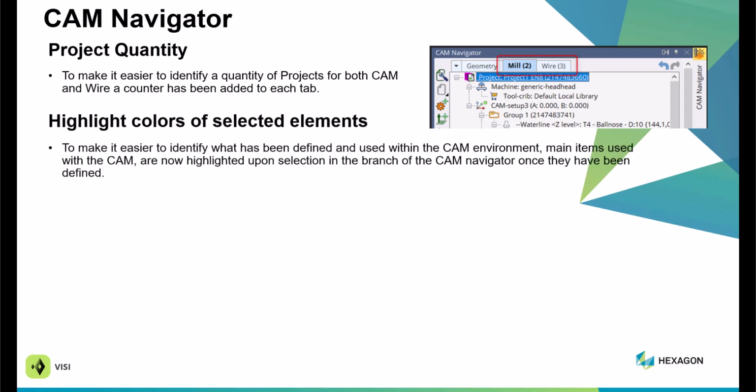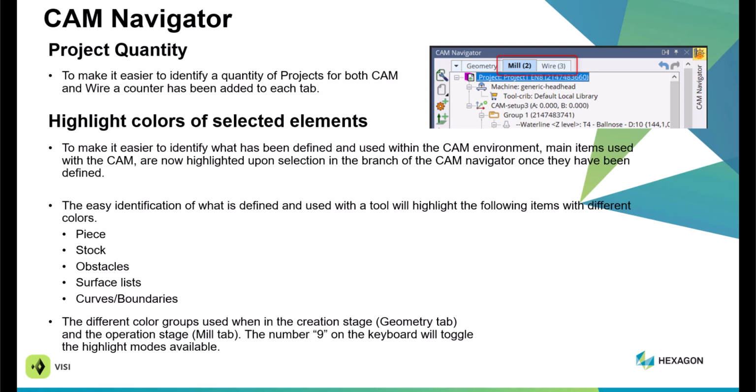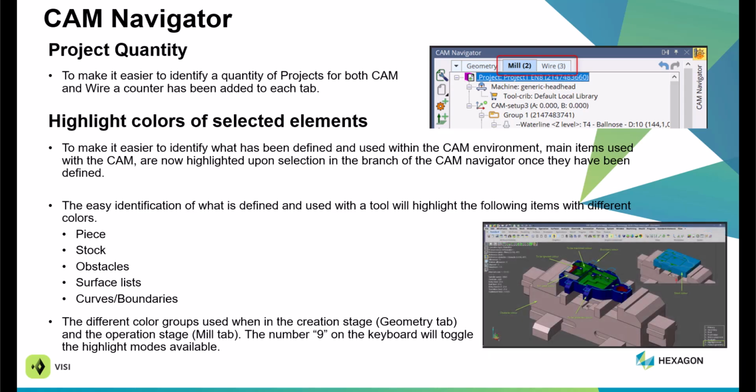Highlight selection color. It is easier to identify individual entities using the CAM Navigator in the CAM environment. Main items will now be highlighted in the branch. It is easy to identify what defined tools are being used with this highlight, and the following differences affect piece, stock, obstacle, surface list, and curve boundaries. The difference between the color groups used and the geometry can be changed in this tab. The number 9 key will toggle from the old highlight mode to the new highlight mode. So as you can see, this highlights those specific colors.